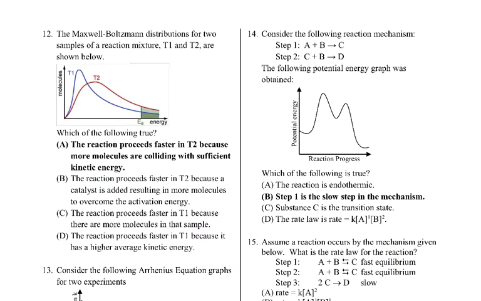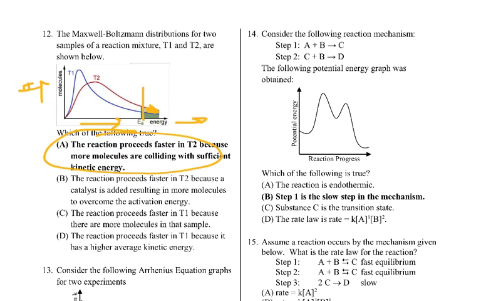Okay, number 12. The Maxwell-Boltzmann distributions for two samples of a reaction mixture. So we're supposed to know that this is kinetic energy going this direction. It's a sideways graph. And this is the number of molecules on this side. So which of the following is true? The reaction proceeds faster in T2 because more molecules are colliding with sufficient kinetic energy. That's the answer. Because what we're saying is that more particles, here's our threshold energy, more particles have enough energy to react in T2 because they have a greater average kinetic energy.